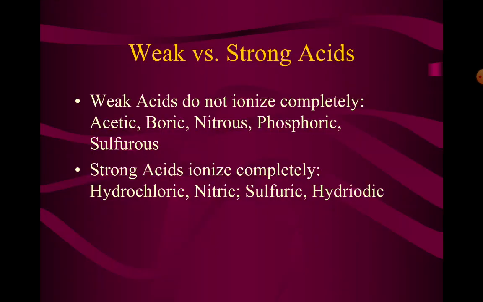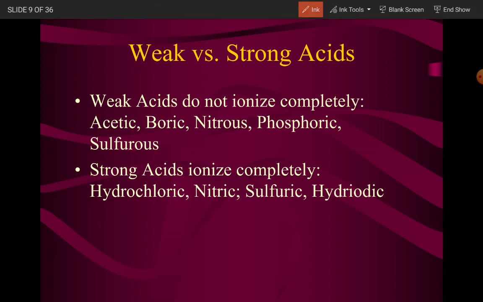Now let's see, weak acids do not ionize completely, like acetic acid, boric acid, nitrous acid, phosphoric acid, sulfurous acid. So these are all acids which do not ionize completely, meaning they do not give all their H plus ions. Now you need to learn this, as it is very important from the board examination point of view: the formula of acetic acid. The formula of acetic acid is CH3COOH.